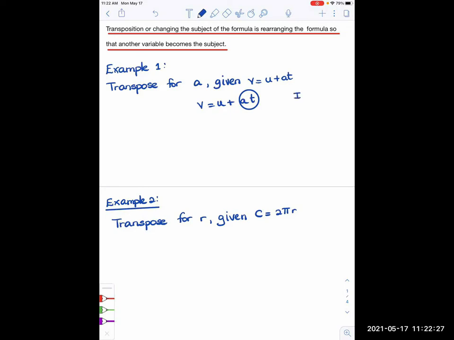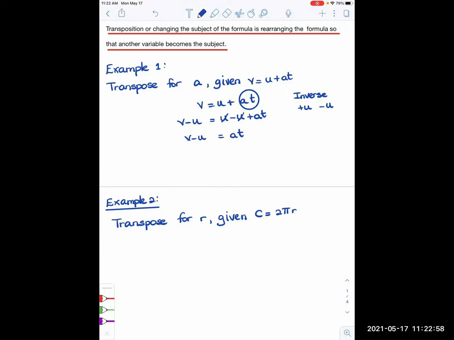The inverse of plus U is minus U. So I am going to take or subtract U from both sides. By subtracting U from my right-hand side, I have now completely removed it. So my left-hand side becomes V minus U. So I am one step closer in making A the subject.